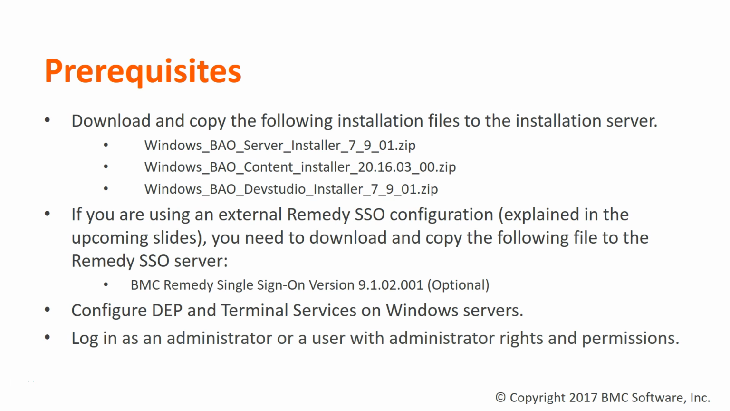First, you have to download and copy the installer files from the BMC product download page onto the desired server. In the following list of files, we can see there is one file, that is BMC Remedy Single Sign-On, which is optional because BAO allows you to install RSSO as an embedded solution or as an external instance. We'll discuss this in detail in upcoming slides.